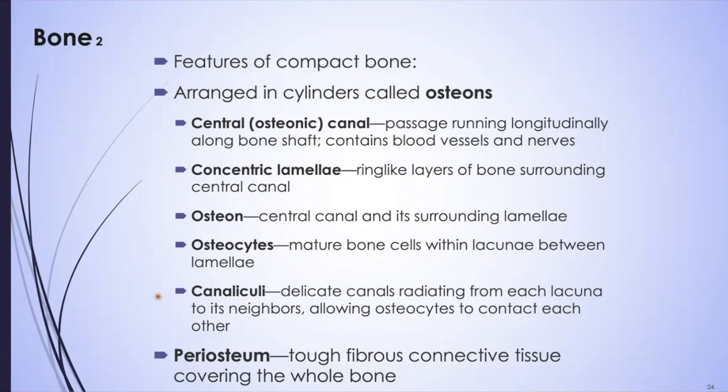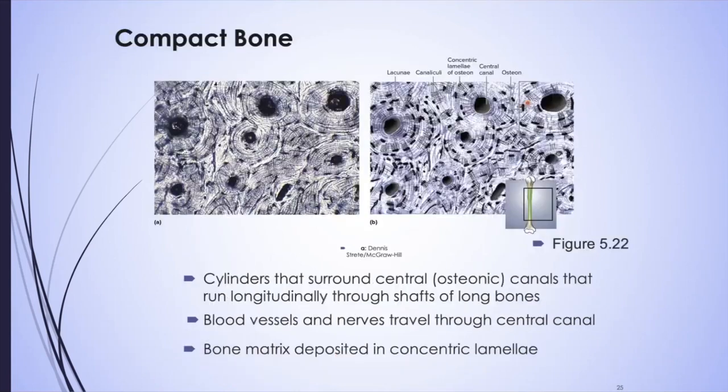And then canaliculi. Those canaliculi are delicate canals that radiate from each lacuna to its neighboring lacunae. That allows the osteocytes to contact each other. Last but not least, the periosteum is the fibrous connective tissue that covers the whole bone. Now, if you didn't get all this in this moment, it's all good. You'll get to rinse and repeat, and when we get to the bone chapter, you'll get to rinse and repeat again. All right, let's take a peek at some compact bone.